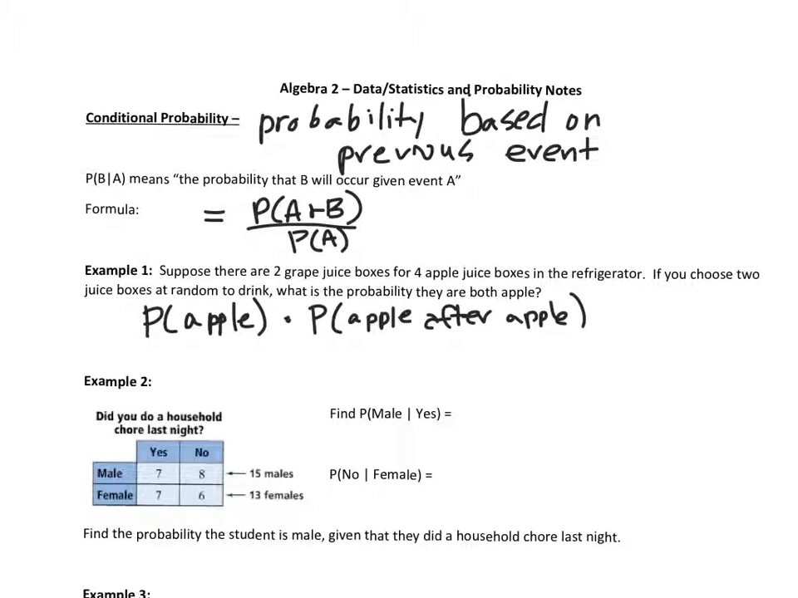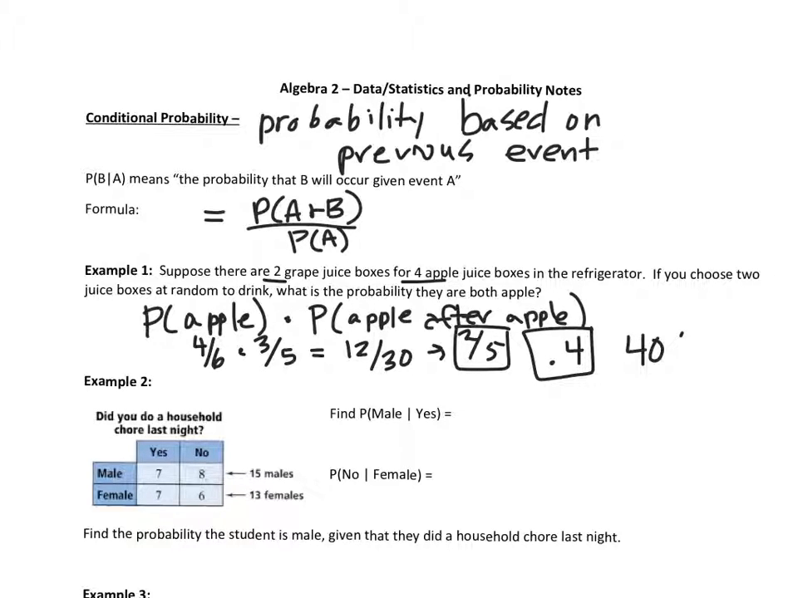That's really what's happening: you're taking the first probability that's an apple, which is 4 out of 6, and then you're getting rid of an apple juice box. So now you only have 3 and there's 5 total. So you're going to multiply. This is 12 out of 30, which reduces, dividing both by 6, to 2/5. You can write probability as a percent, as a decimal, or as a fraction. So either one of these is correct.